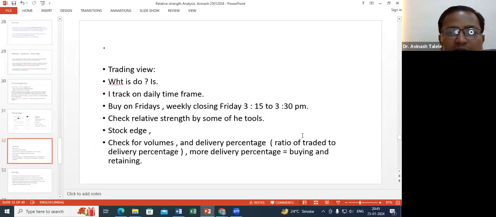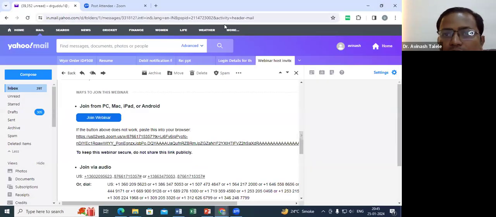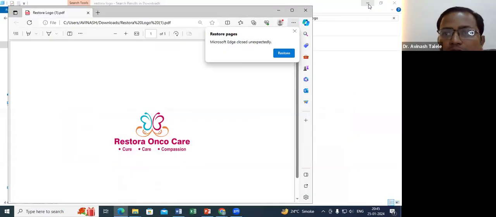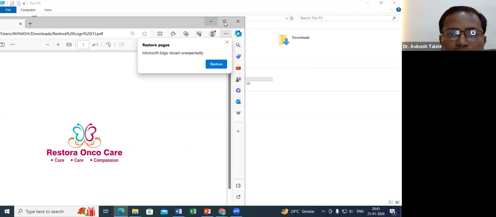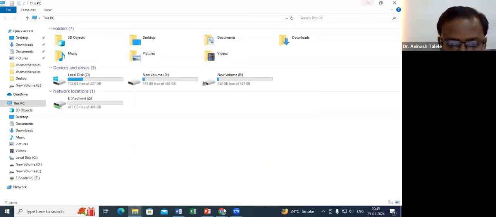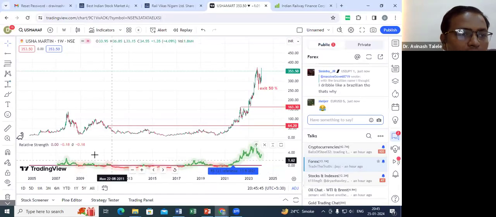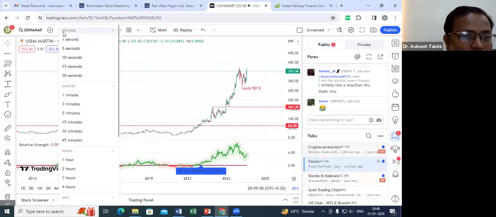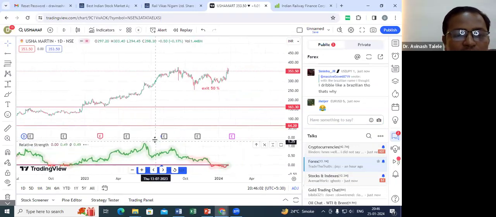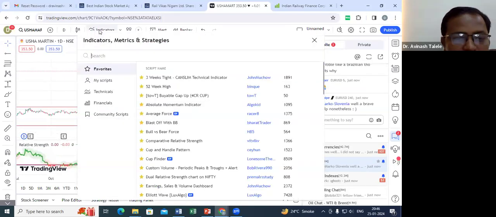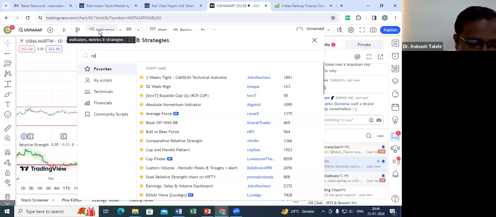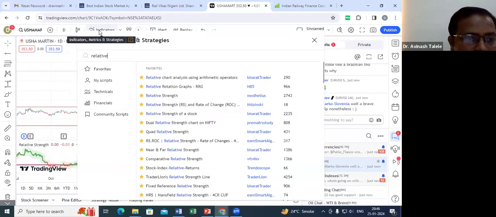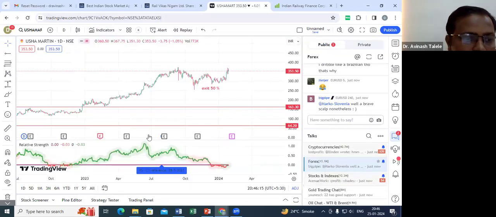So I'll just share my screen here for a moment. Here, I'll take a few stocks and show you how to plot relative strength. I mean, how to look at relative strength. Now, we should look at it on a daily time frame. So what I do is I go to this daily time frame. After doing this, I go to the indicator section and we have one of our friends, Bharat Trader. I do relative strength. First, I'll remove this so that it is clear to everybody.